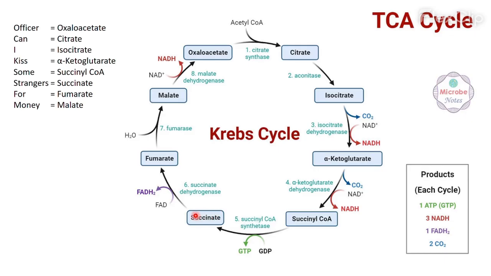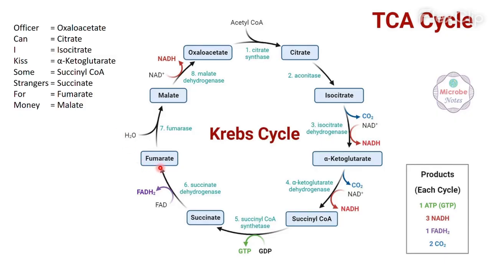Then we will see another dehydrogenase enzyme. And what did I say about dehydrogenase? I said that whenever you see a dehydrogenase enzyme, that means the hydrogen atom is being removed from the substrate to produce a high energy substance like the FADH2 here. The FAD is taking up hydrogen and producing FADH2, and the succinate is converted to fumarate.